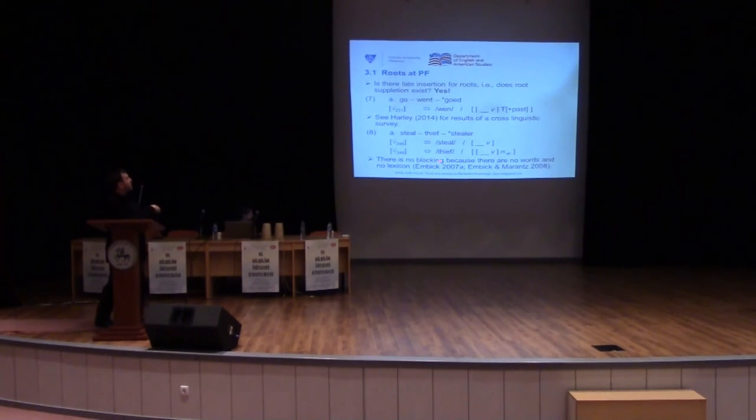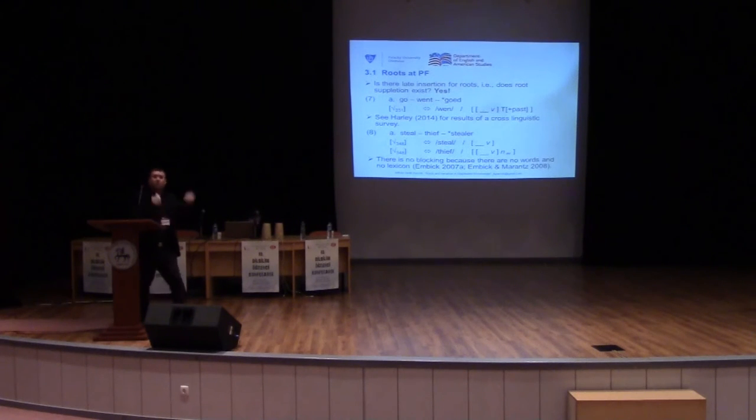Now notice, there's really no such thing as blocking. We tell the undergraduates this is blocking. There's no real blocking. There couldn't be blocking because there are no words, and there's no lexicon. So there are no items to block each other, and there's no place for blocking to happen. The reason that you can't say stealer is because there's already a vocabulary entry for this syntactic context of the root. So stealer just isn't a possibility. Okay, but check this out.